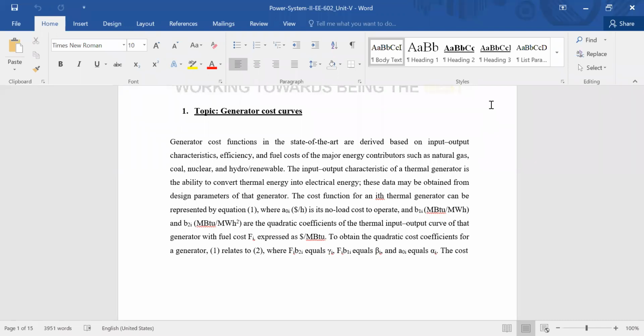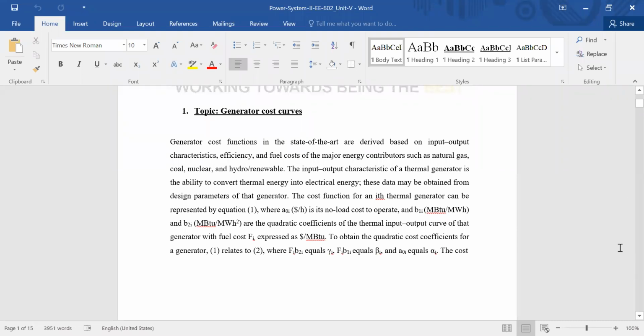of the major energy sources such as natural gas, coal, nuclear, hydro, and renewable. These are the input and output characteristics of a thermal generator, and it has the ability to convert thermal energy into electrical energy. This data is obtained from the design parameters of the generator. The cost function for the generator can be represented by these equations, which will come up.